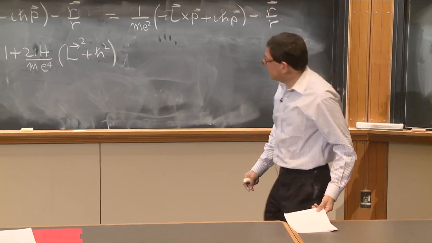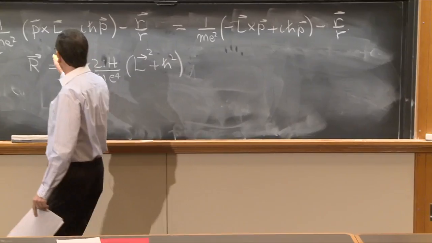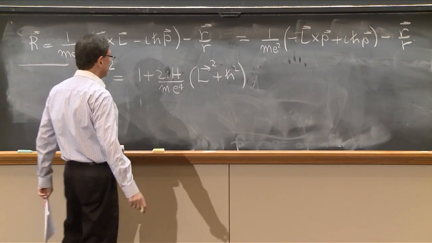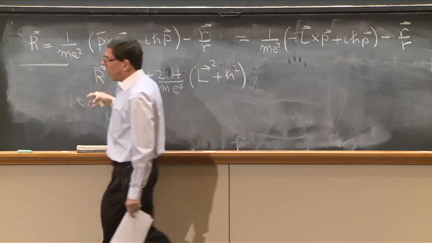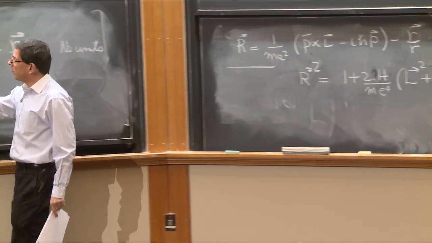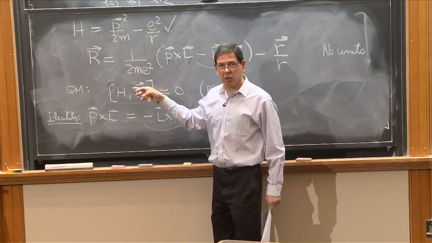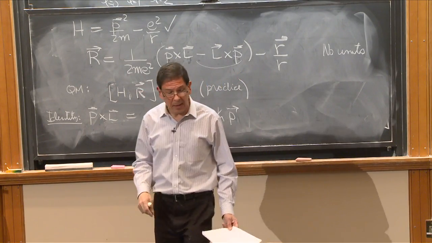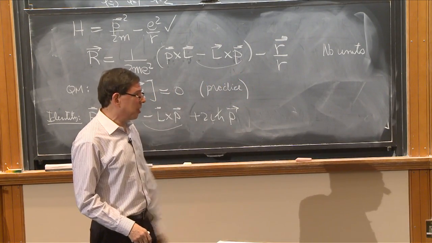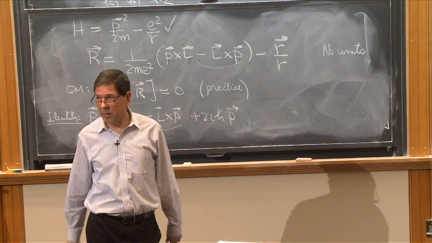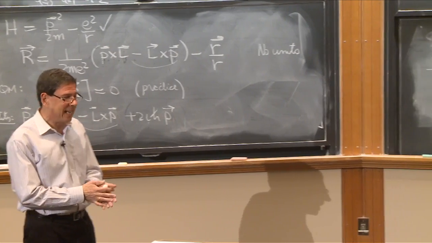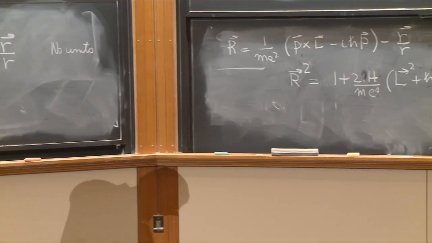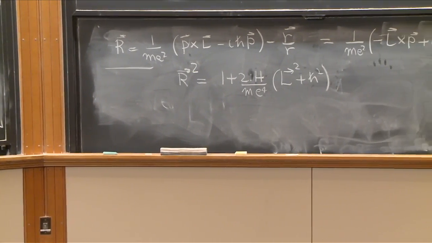Okay, so we've learned something. I'm sorry, this is R squared. Apologies. R is conserved. R squared must be conserved, because if H commutes with R, it commutes with R squared as well. And therefore, whatever you see on the right-hand side, the whole thing must be conserved. And H is conserved, of course, and L squared is conserved.